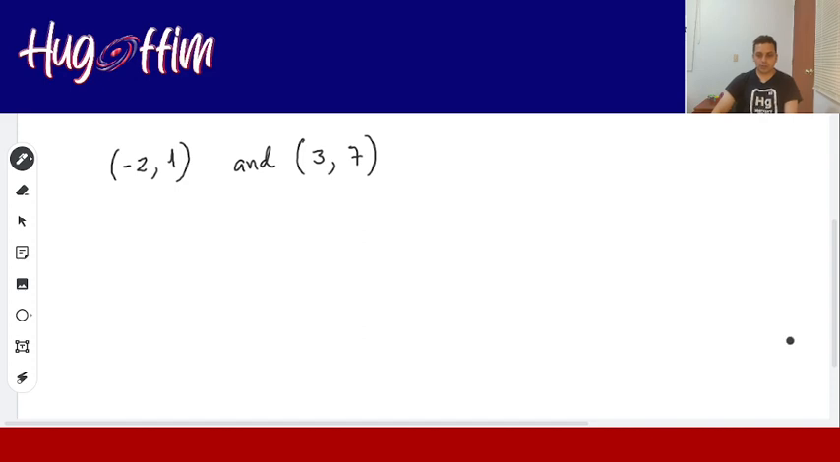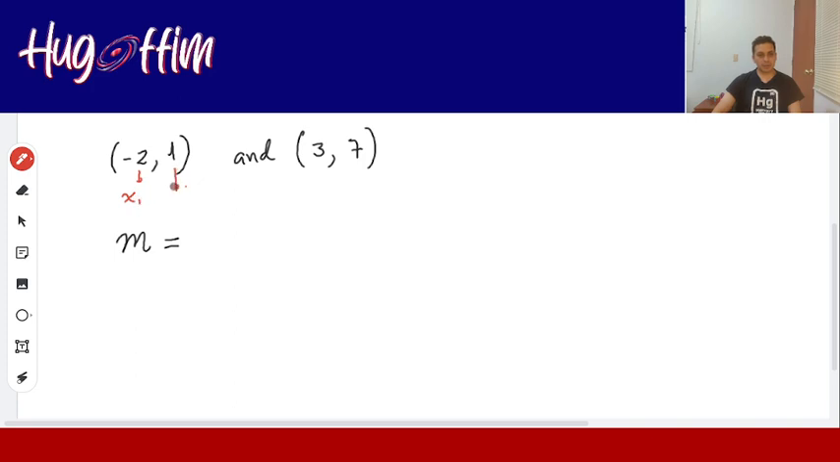First, we're going to use the equation for the gradient to calculate the gradient. So m equals, now I just need to name these: this will be x1, this y1, this x2, and this y2. You need to be careful, because when you calculate it, it's good to organize the information in order: y2 minus y1 over x2 minus x1. Don't subtract different parts. So in this case it will be y2, 7, minus y1, 1, over x2, that is 3, minus (-2), that is x1.